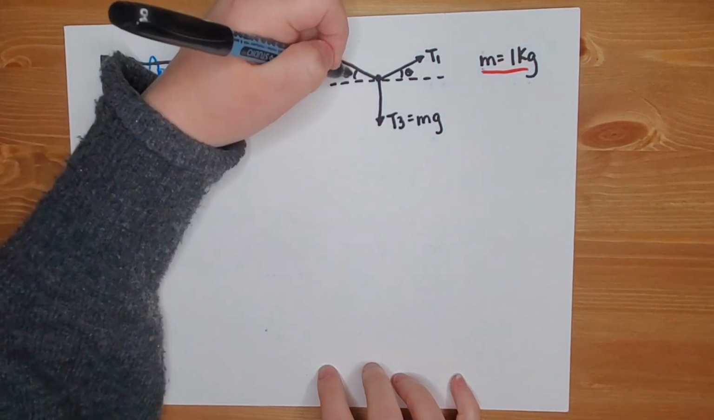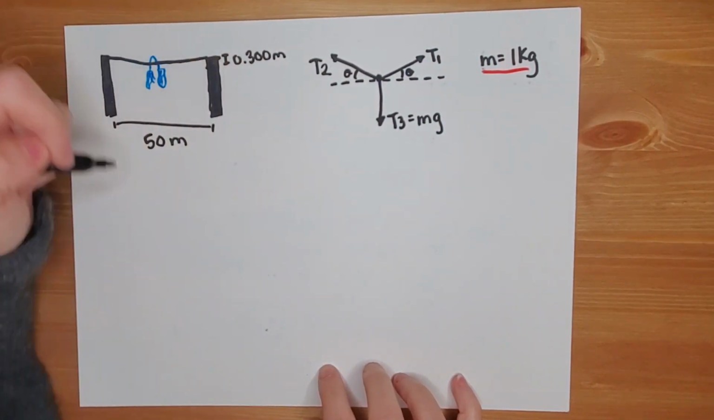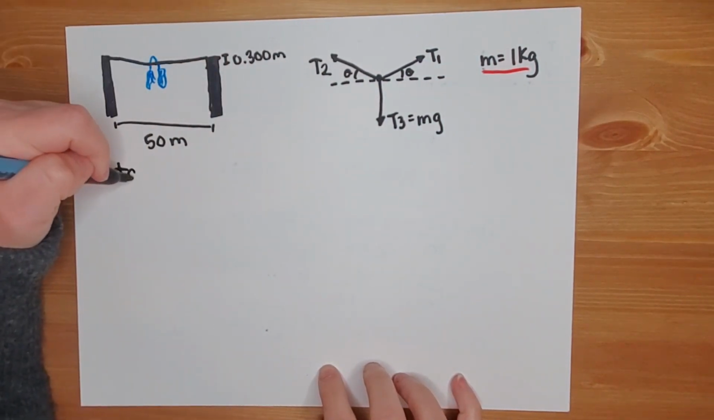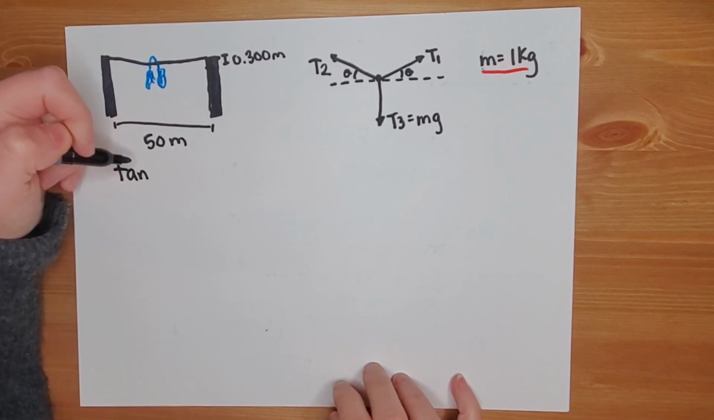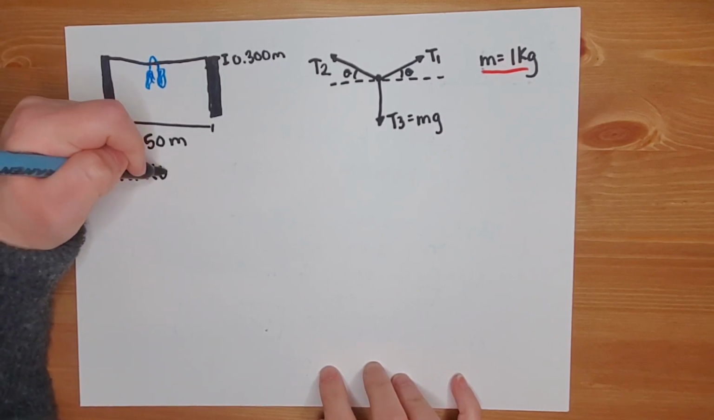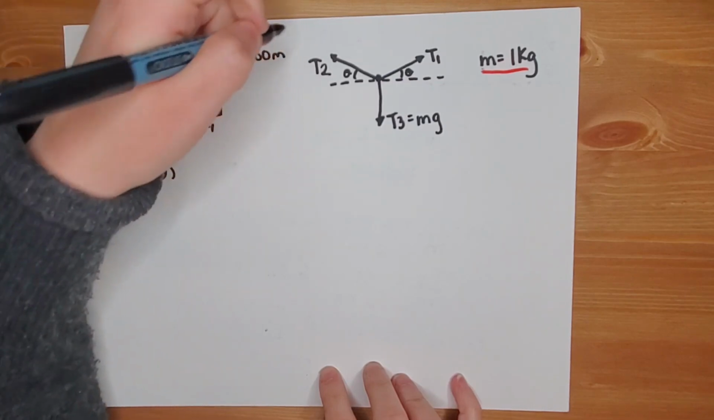Before we start adding the horizontal and the vertical components of the force, I would like to first try and solve for the theta angle that the tension wire makes with the horizontal.